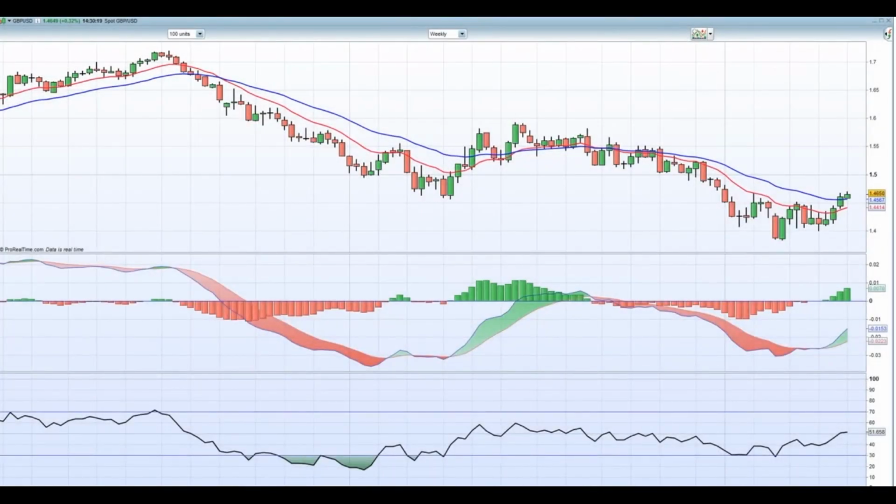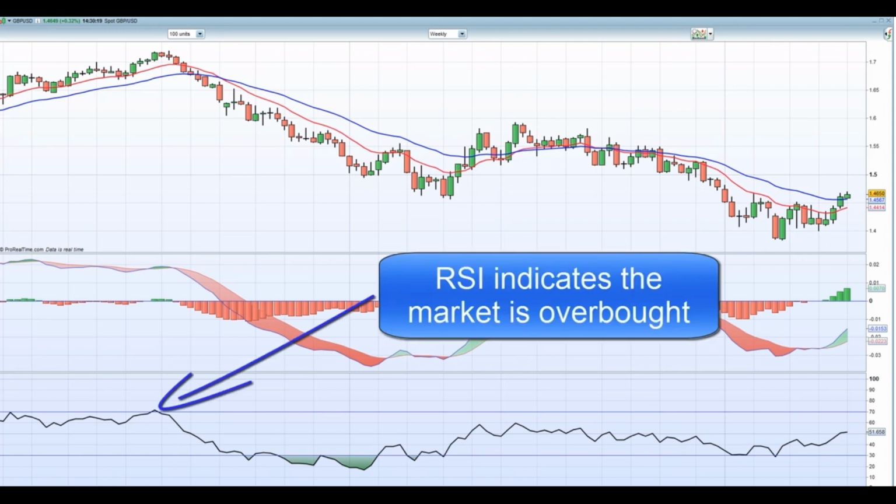Indicator 5. Confluence. The last indicator isn't a new one, it's indicator confluence, which means to use multiple indicators and their signals to take a trade. Here we have the RSI and MACD we looked at. We have the RSI moving into overbought territory here. Remember that indicates the market will reverse.